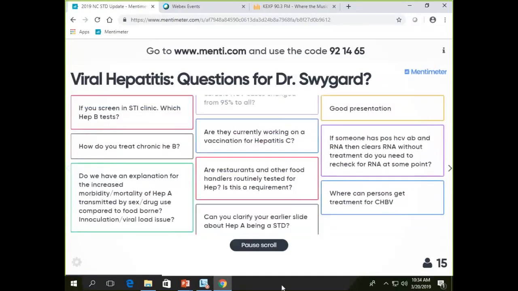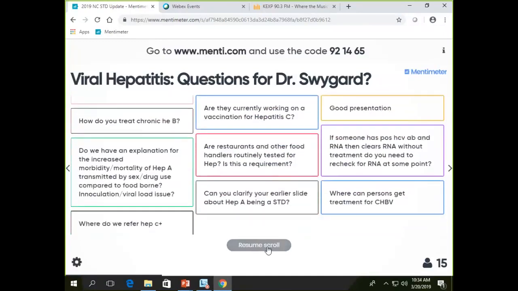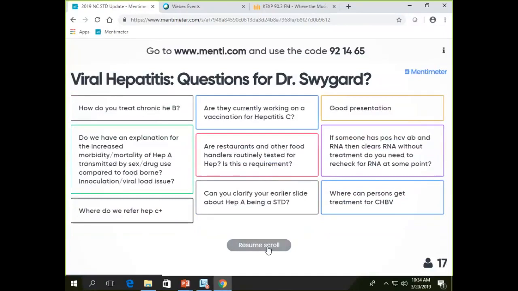Okay, so is there currently work on a vaccination for Hep C? I suspect that there may be. I'm not as familiar with the research on that. We do have the really effective treatments, so I'm not sure what's going on with that.